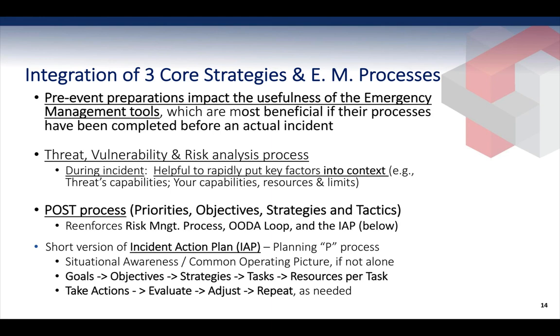In emergency management, you use situational awareness and common operating picture to develop goals that are the highest level, objectives the next level, strategies the next level, and tasks the fourth level there. Then once you know what task you're going to execute, then you need the resources for that task. That's the decision of the planning P of an incident action plan. Then you take those actions, you evaluate, adjust, and repeat that process. And that's consistent with the OODA loop in using evaluation.